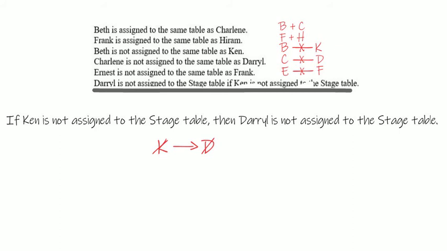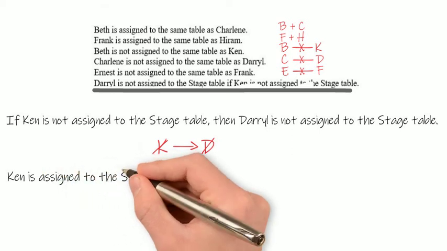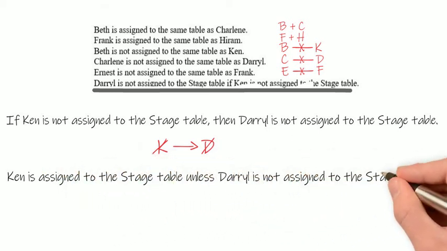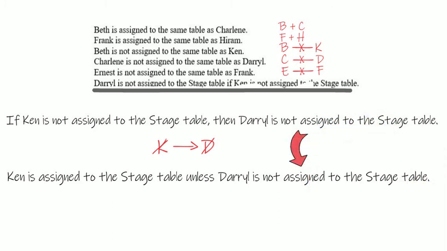But often the LSAT will complicate simple conditionals like this by using everyday language that is hard to translate or that maybe just isn't familiar in terms of its logical meaning. So for example, we might write the rule this way. Ken is assigned to the stage table unless Daryl is not assigned to the stage table. And this way of writing the rule is actually logically identical with the original stated rule. But it's just phrased in a different way, a more confusing way. And if we don't understand the logical relationship implied by the word unless, we might be misled about the rule.